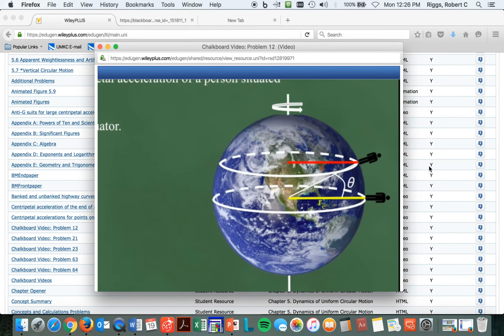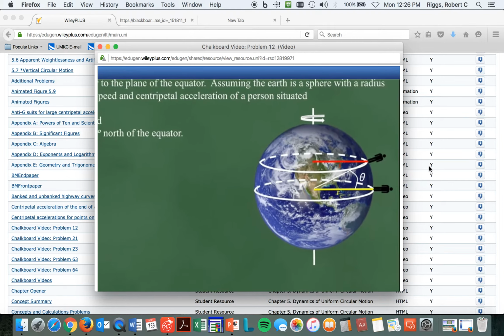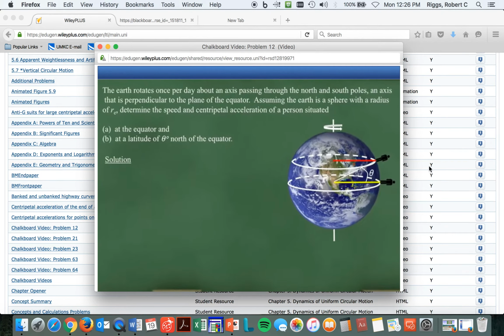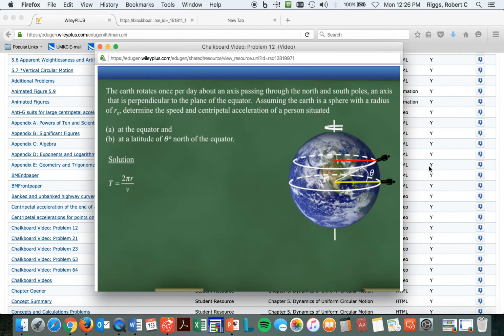To calculate the speed that each person moves, we use a relationship from uniform circular motion that relates the period to the speed. Rearranging, we find that the speed is given by 2 pi r divided by the period T. Each person completes his trip around the Earth in the same time. In other words, they each have the same period. And for the Earth, we know this period is equal to 1 day, or 86,400 seconds. Now we can calculate the speed for each person.